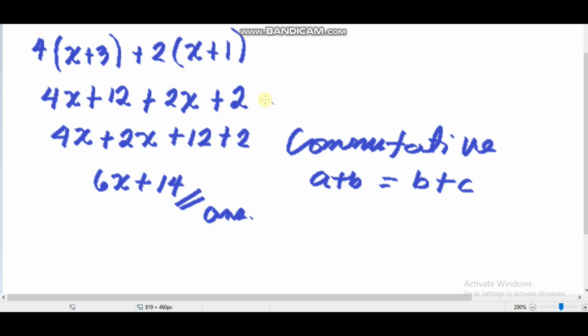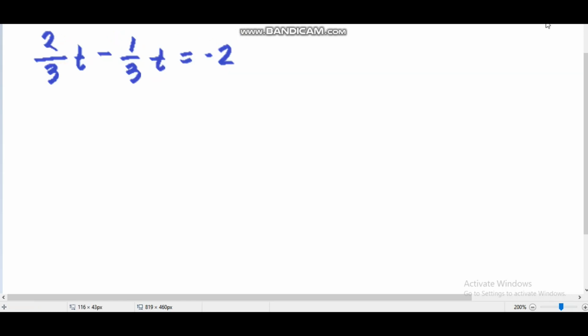Little review of the distributive property. So this is the distributive property. And this is the commutative property, where you interchange or reorder, meaning the arrangement of the terms changes but the output is the same. Okay? We are done with evaluating and simplifying expressions.